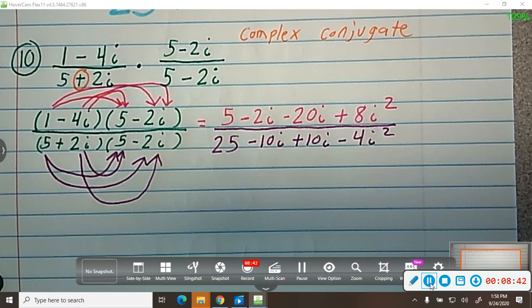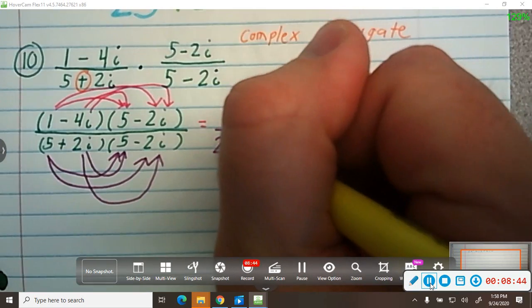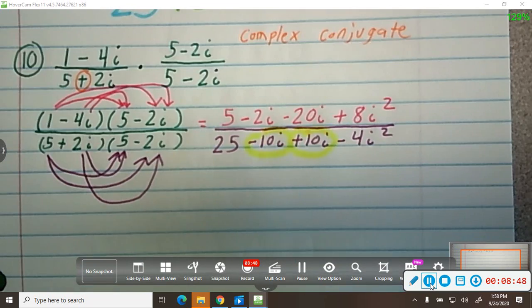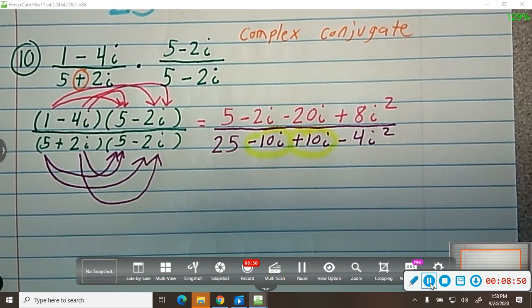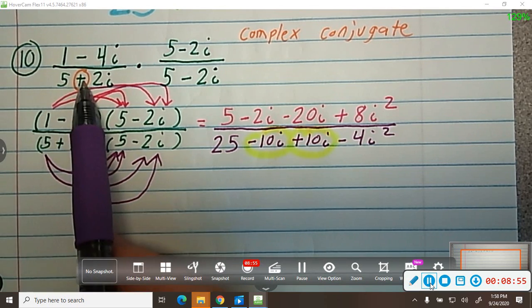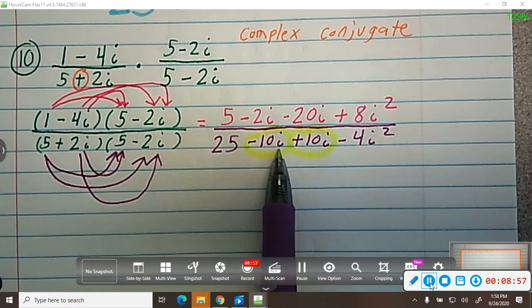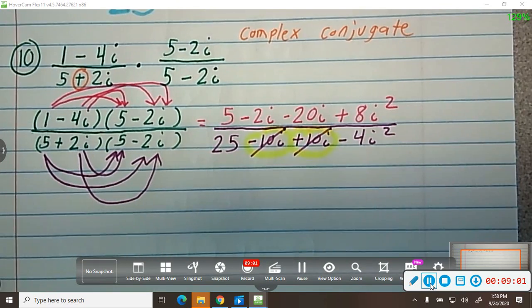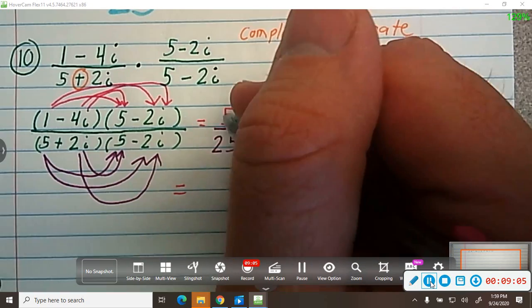Now one thing I want you to notice is that these are opposites. Why are they opposites? Because we multiplied by the complex conjugate. Anytime you multiply by the complex conjugate, these two will be the same, therefore they will go away. From there, I'll copy down the 5.